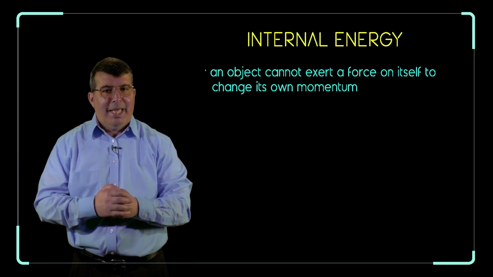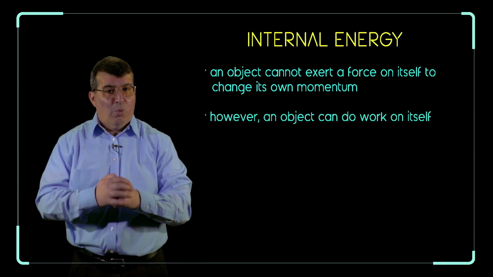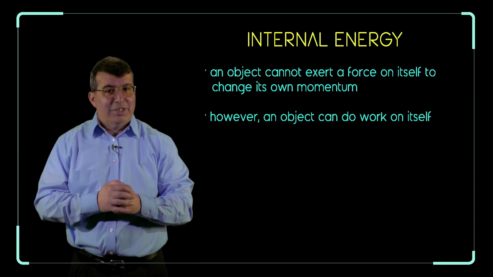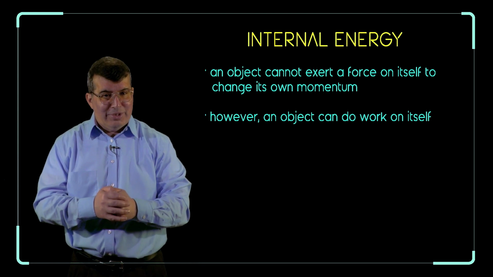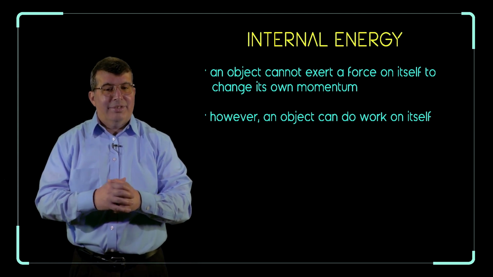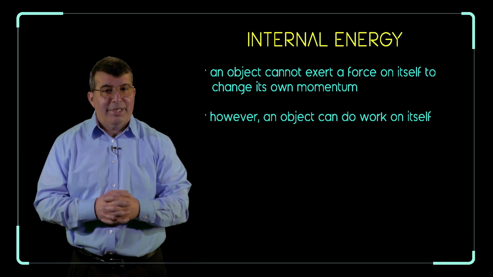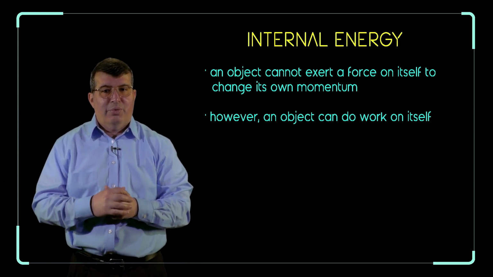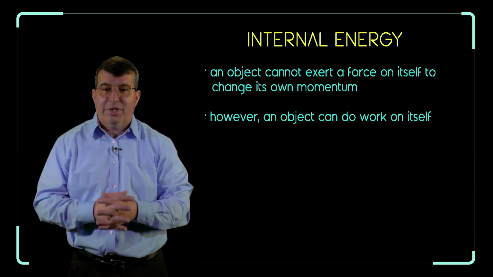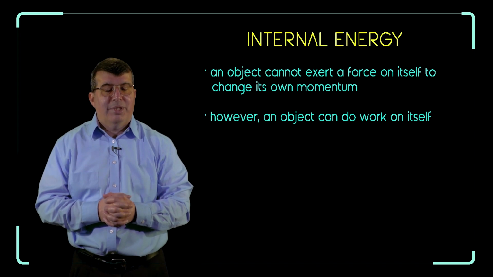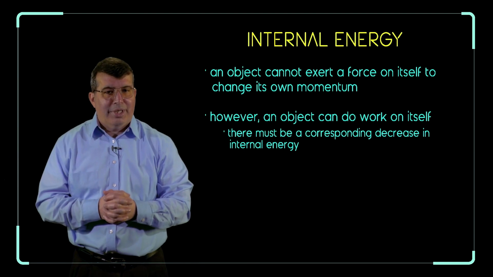However, an object can do work on itself. An object cannot change its own momentum, but an object can change its own energy. And since that energy has to come from somewhere, it has to come from inside of that object. So if an object does work on itself to change its kinetic energy or its potential energy, then there must be a corresponding decrease in internal energy. Now let me do a demonstration to show you what I'm talking about.